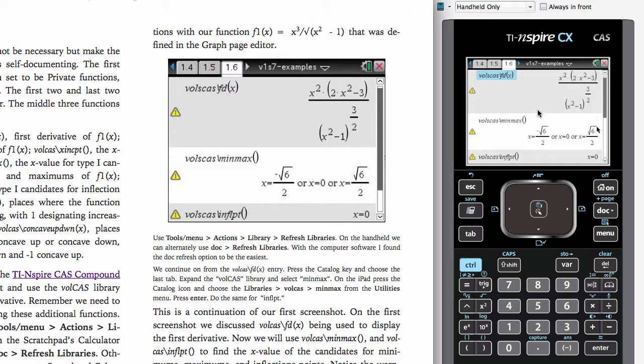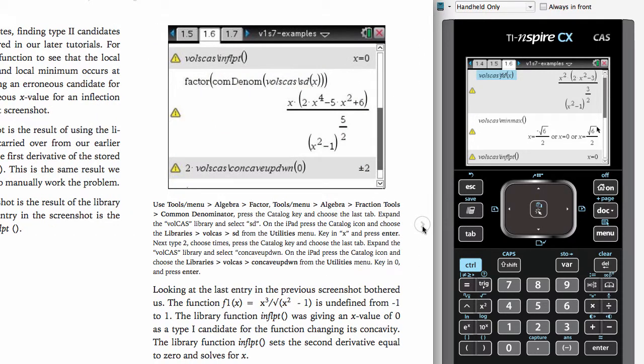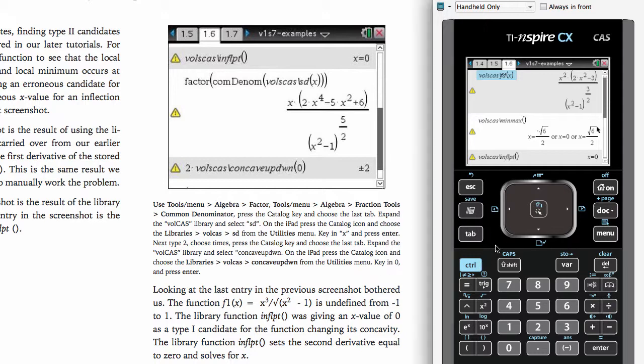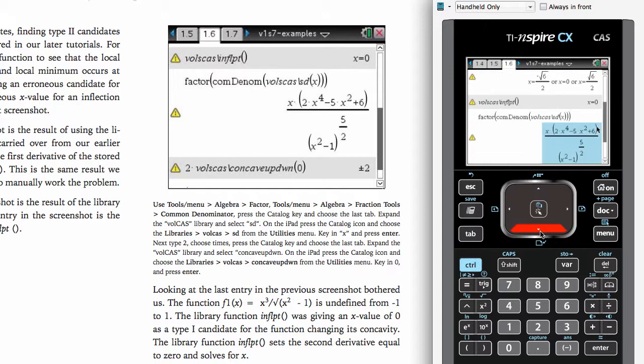Scrolling down some more on our screen, let's go to the next page. The next page shows this information. So if we go over to our calculator and scroll down, we see where we come up with this.